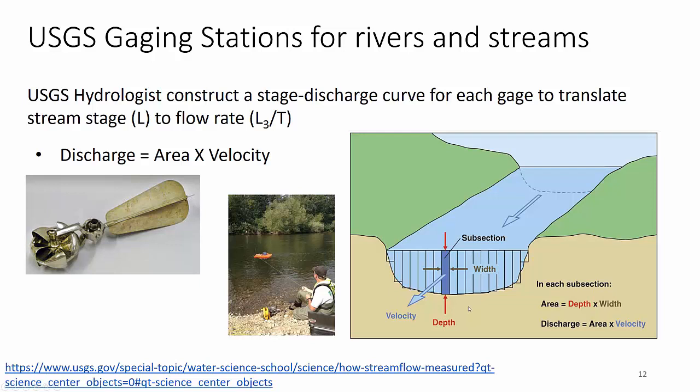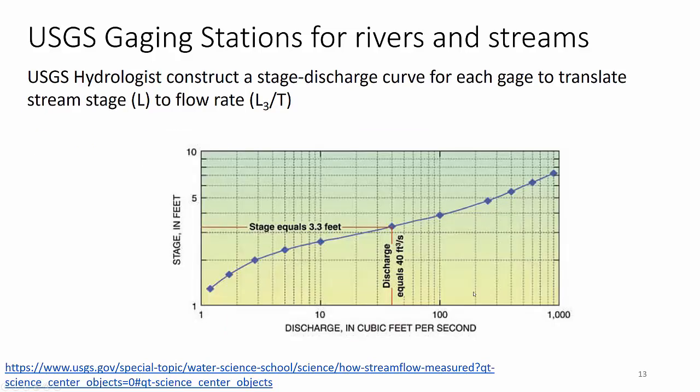Keep that in mind. What makes this tricky is that this thing is changing height all the time. And so, presumably at the same height, the same velocity, you're going to get the same amount of water moving past a point in a period of time. So the stage discharge curve for each gauge is used to translate stage to flow rate. And you notice it's kind of S-shaped because the shape of this thing is dependent upon the shape of the stream channel. In this case, a stage of 3.3 feet equals a discharge of 40 cubic feet per second.